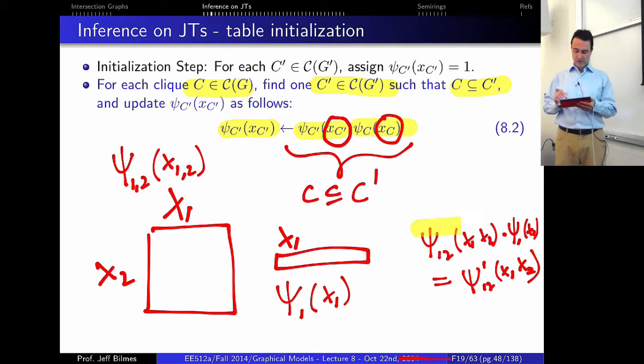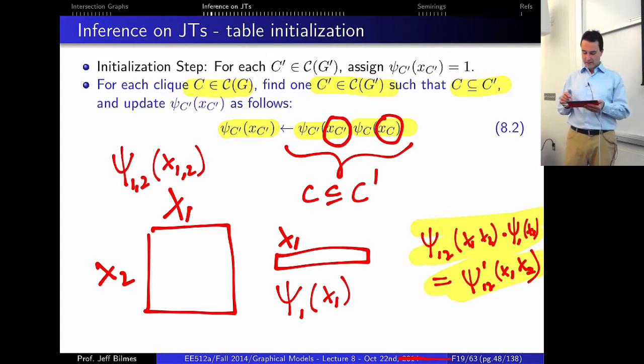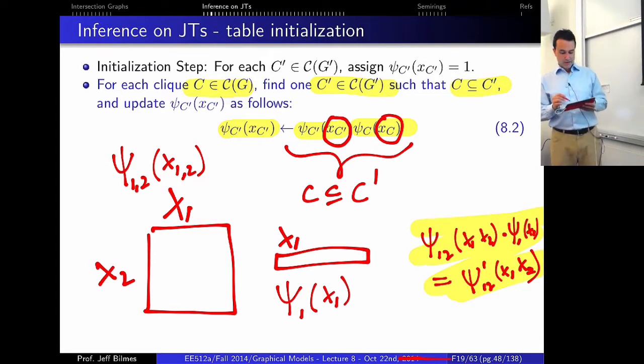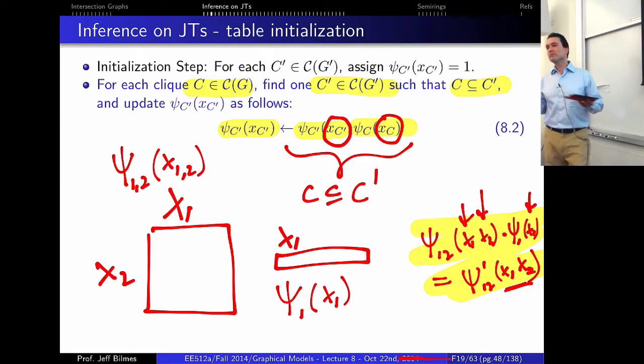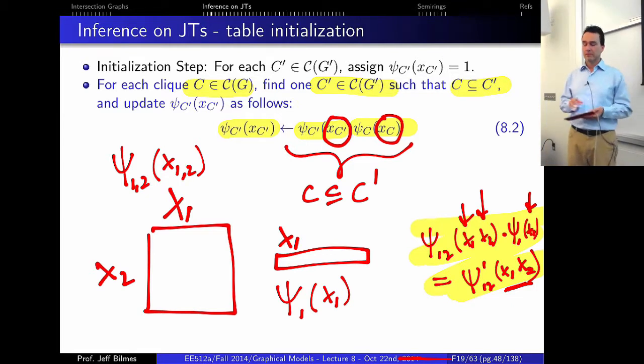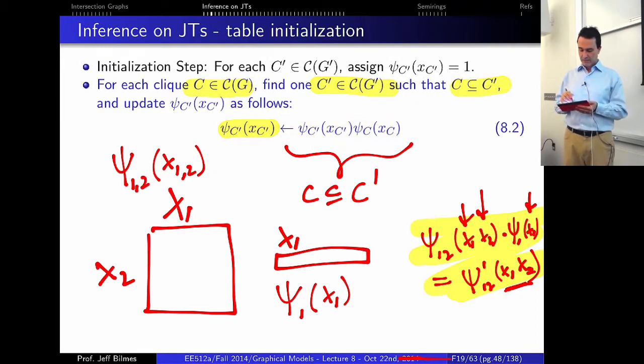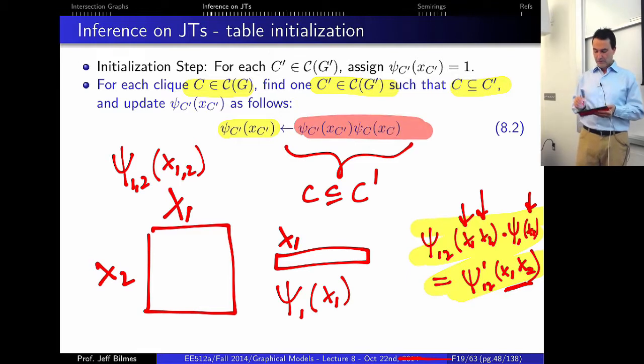And this is perfectly well defined. It just basically means that when we plug in a particular set of values for x1 and x2, we index this table with x1 and x2 and index this table with x1. So it's a form of table multiplication. Okay? And whenever we see anything like this, that's what we're doing.